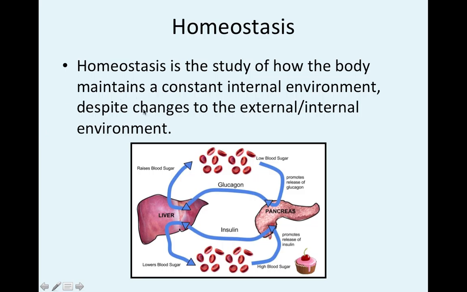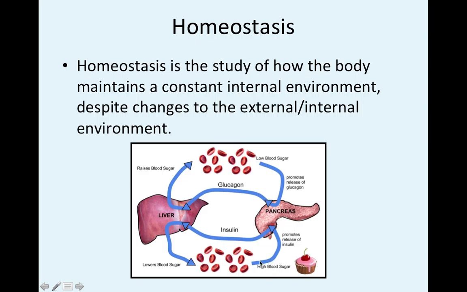So homeostasis is really the study of how the body maintains a constant internal environment despite changes to both the external and the internal environment. Okay? So here's an example of something when you eat. When you eat something, your blood sugar levels are going to rise. So you eat this cupcake, and your blood sugar levels are going to rise.